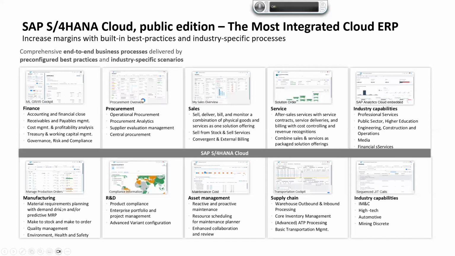If you also need manufacturing, research and development, asset management, and supply chain, then it's really for IM&C. I'm trying to remember here: industrial machinery and components. That's what it stands for. High-tech, automotive, and discrete mining. So that gives you an idea of the industries that are specifically addressed in the software.